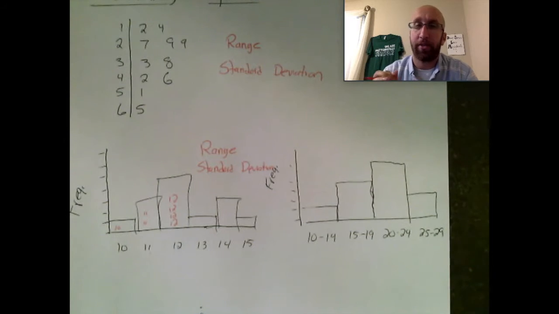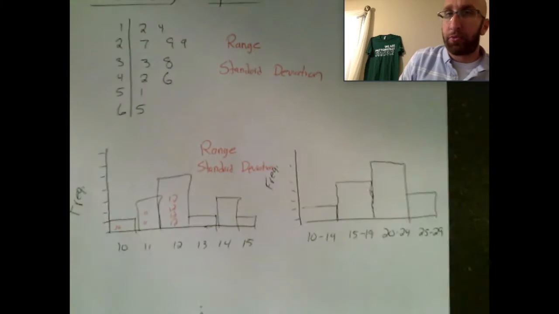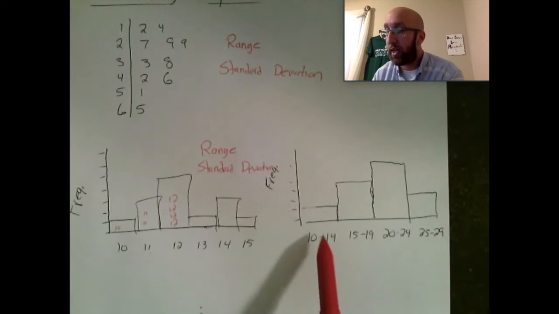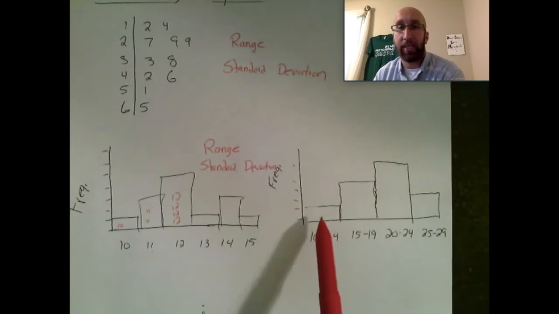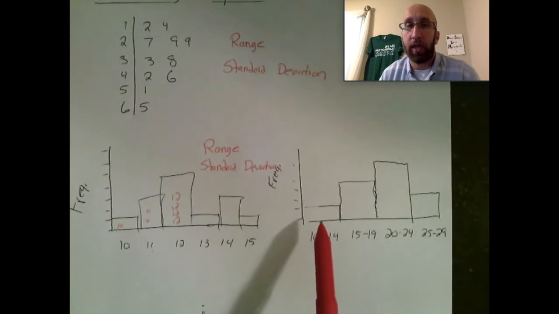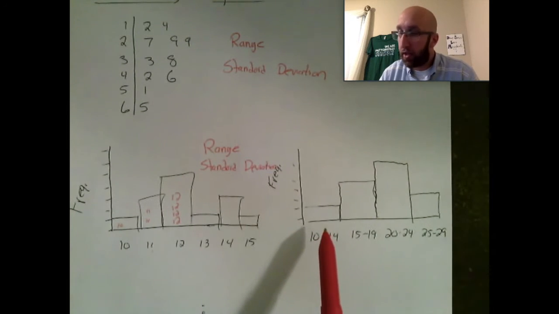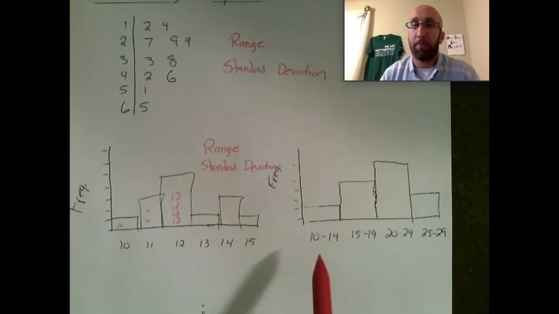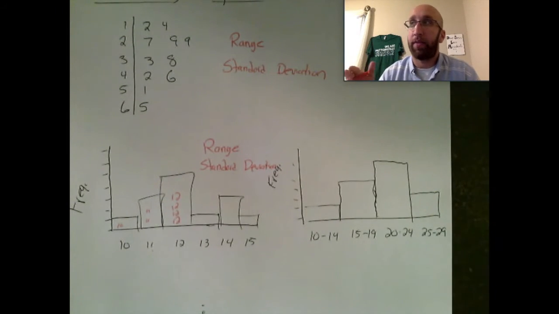The other type of histogram here I want to talk about is when our classes are not a size 1. So what I mean is this piece of the histogram here represents all data points from 10 to 14. So in here, I don't know if these data points are 10s, 11s, 12s, 13s, 14s. I don't know which one they are.